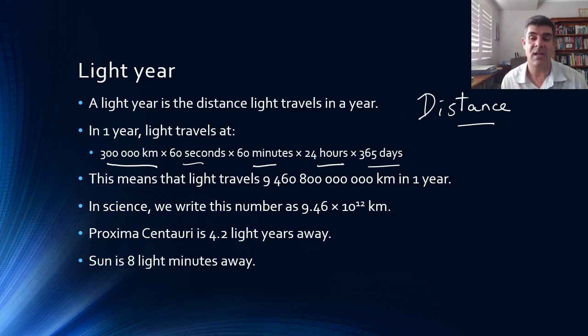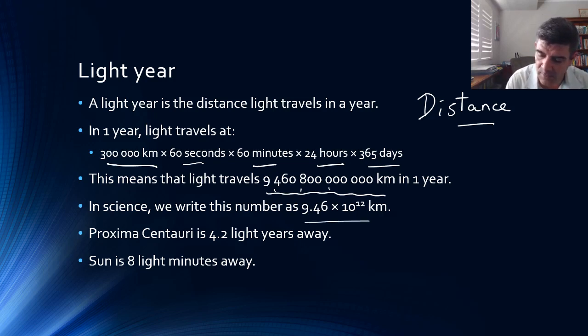And that gives us this ridiculously large value of kilometers, okay, into the million, billion, 9.46 and a little bit trillion kilometers in a single year. Now, that's a ridiculously large number, so we use scientific notation in order to simplify it a little bit, which brings it down to 9.46 times 10 to the 12 kilometers.